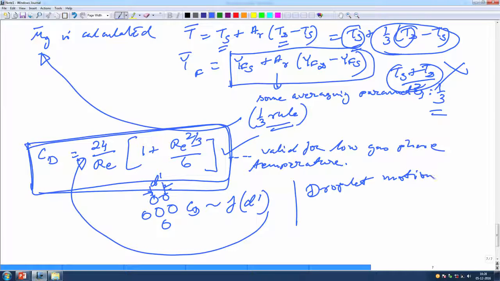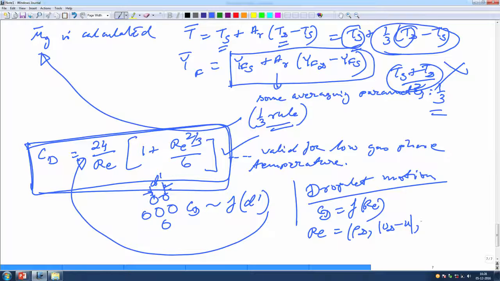The key takeaway is that there is something called CD, which is a function of the Reynolds number. The Reynolds number itself is a function of rho infinity, the relative velocity, which is u infinity minus u, and the corresponding mu g bar. This mu g bar requires evaluation of the film temperature. Film temperature is the temperature of the gas phase boundary layer, and there we have used the 1/3 rule. Using the 1/3 rule we have found out what mu g is going to be. Got it? Okay. So all this comes under a unique umbrella now.